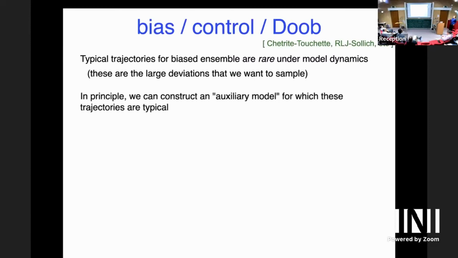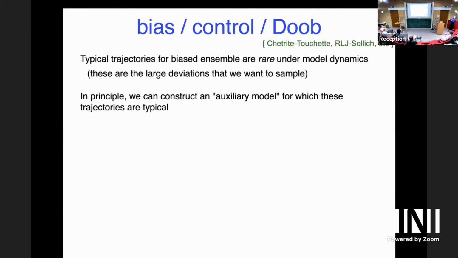So what you can show is that the typical trajectories of the biased ensemble are typical for some other model. So there is some model which naturally realizes the rare event. We don't know what this model is, but we know that it exists, and we have some formulae to characterize it. So what's the right way to think about this? Well, it'll become clear with an example later.